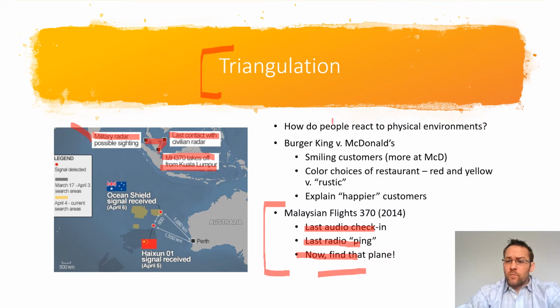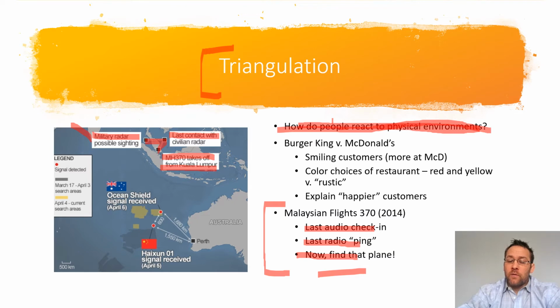Another interesting research project done with triangulation is how do people react to physical environment. Specifically, we're talking about whether or not people are going to buy food in a fast food restaurant. Fast food restaurants are set up in a way to make you purchase the most amount of food in the shortest amount of time possible, because they need to get you out so they can get the next people in. All right. So there's studies that are done that say, okay, let's figure out how people react in the physical environment with regard to buying burgers.